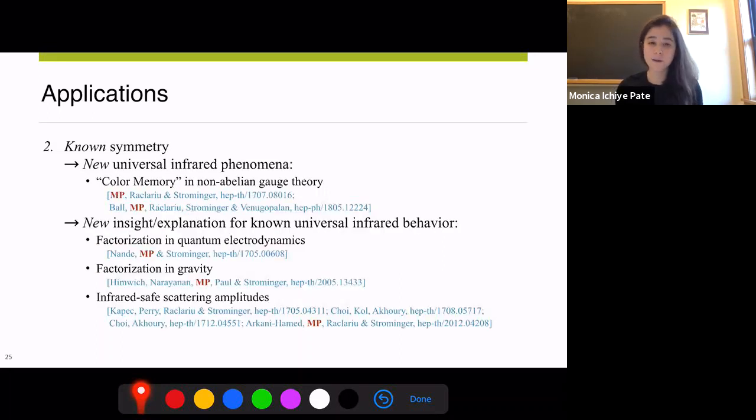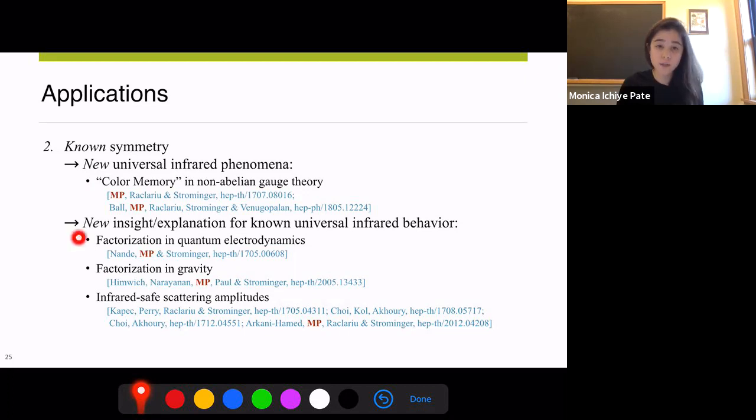Now, the full power of the equivalence allows for discovery in the converse direction as well. In particular, we can use a known symmetry to discover new universal phenomena. For example, in the context of non-abelian gauge theory, we use the large gauge symmetry, which, as I mentioned on the previous slide, was discovered from the soft gluon theorem, to establish a new universal infrared phenomenon known as color memory, which is just the non-abelian gauge theoretic analog of gravitational memory. And moreover, we even identified its relevance for scattering experiments carried out at particle colliders.